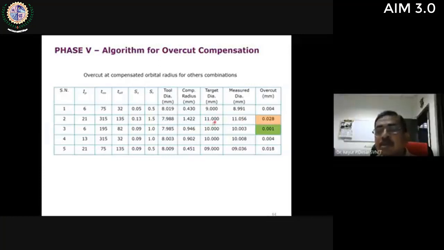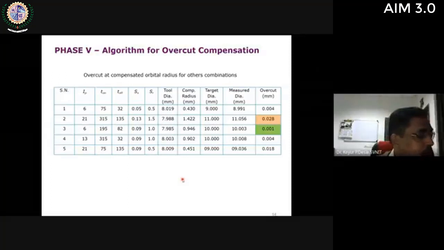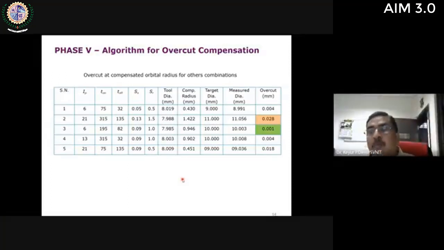The difference in the diameter, that is of target diameter and measured diameter, is 0.056. That means overcut on one side is 0.028. In a similar manner, here it is 0.003. That means 0.0015. So the model algorithm developed for overcut compensation is also in very good agreement.